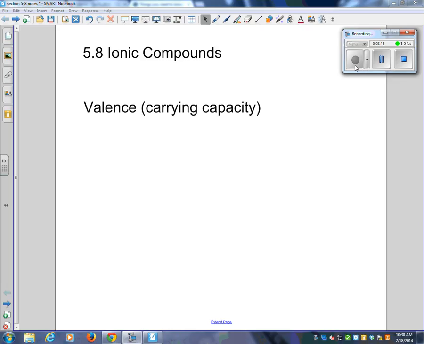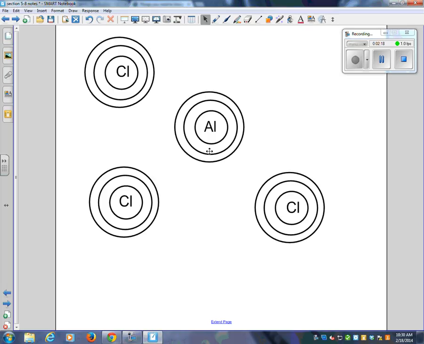Consider the compound aluminum chloride. Aluminum has how many? What number is aluminum? Actually, if you just look here, 13. Aluminum's 13, right? So that means 1, 2, 3, 4, 5, 6, 7, 8, 9, 10, 11, 12, and 13. And it wants to do what to those 3 electrons? Give them away, right?